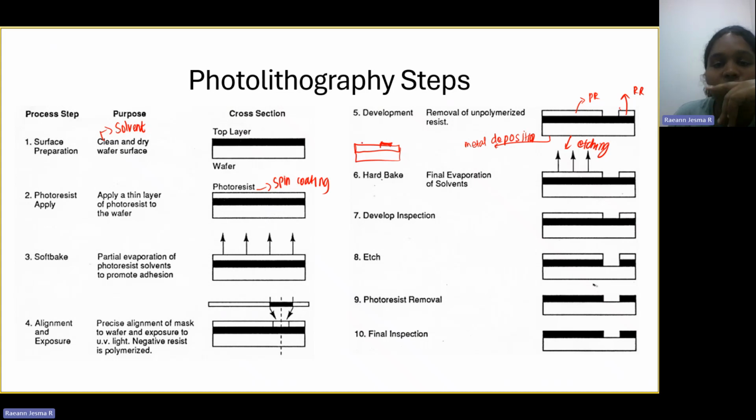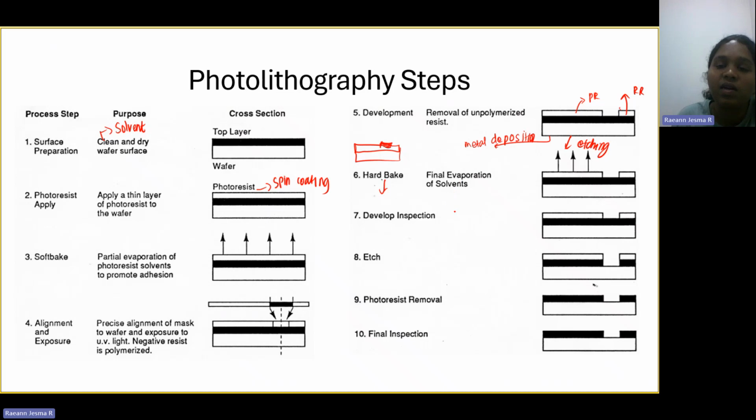If you are going for etching, you have to make your photoresist very hard. So you will do a hard bake, where you keep the sample on a hot plate and heat it for a specific amount of time. In this, you completely evaporate all the solvent so that your photoresist layer becomes hard. Then we'll follow this by inspection and etching.